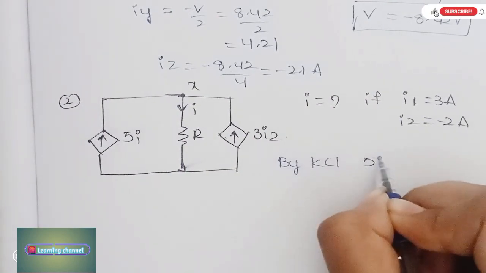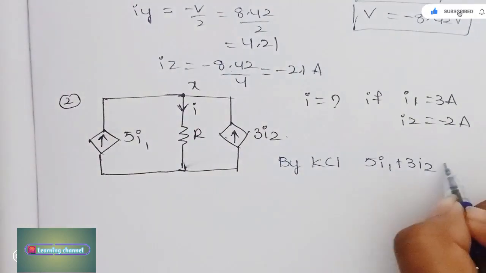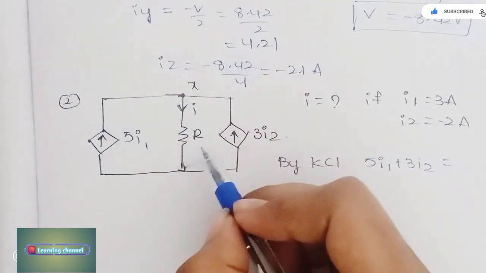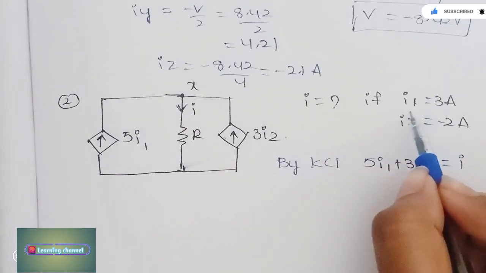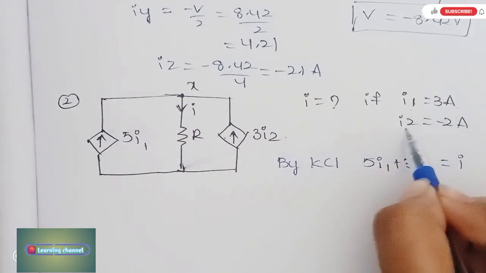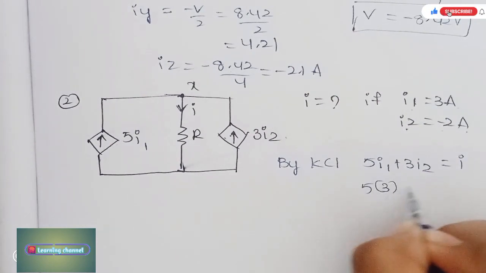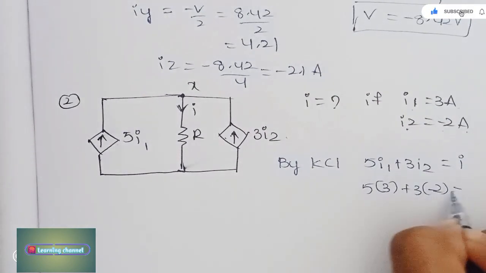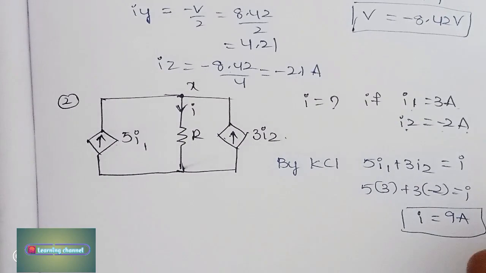you can write 5I1 plus 3I2. So this is I1. That is equal to the current leaving, I. Here they have mentioned that I1 is equal to 3 amperes, I2 is equal to minus 2 amperes. Now substitute the values. By solving we can get I is equal to 9 amperes. In our next videos, let us see more problems on KCL.